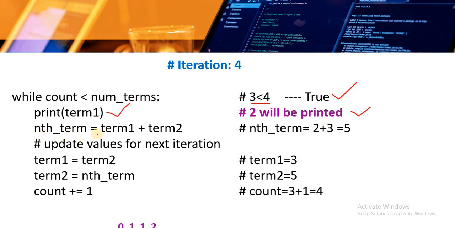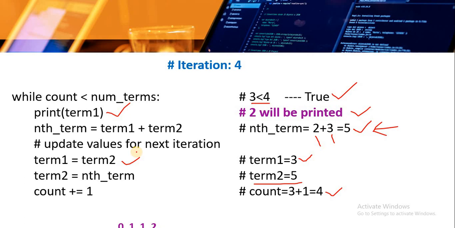And nth term value will be updated, term 1 plus term 2. Term 1 value is 2, term 2 value is 3 from the previous iteration. So 2 plus 3, that is 5. Nth term becomes 5. And update term 1, term 2 values for the next iteration again. Term 2 value is going to be assigned to term 1, so term 1 becomes 3 now. Term 2 equals nth term, nth term value is 5 now, so term 2 becomes 5. Increment the count by 1: 3 plus 1, count value becomes 4.